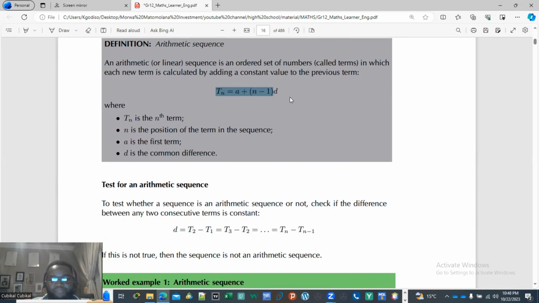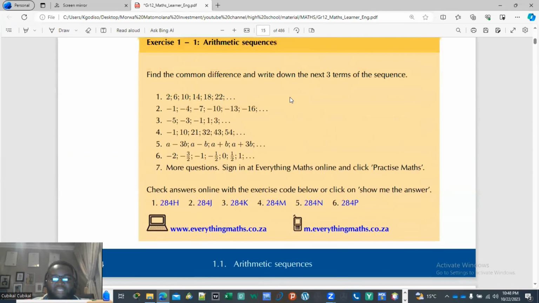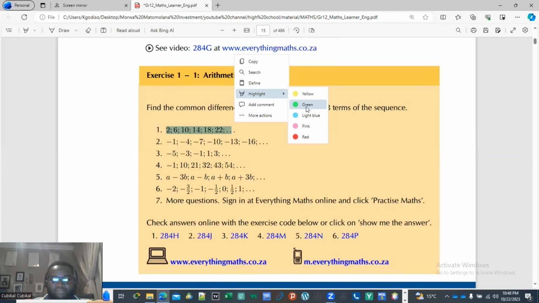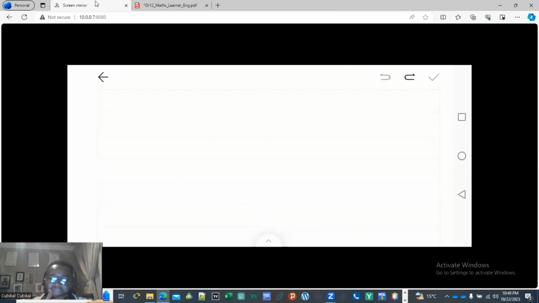So now let's go up here, and then let's try out this first exercise. The exercise says find the common difference and write the next 3 terms of the sequence. So what we're going to do is that we are always going to use Tn is equal to a plus n minus 1 times d.